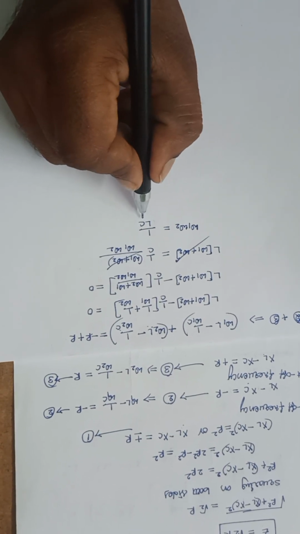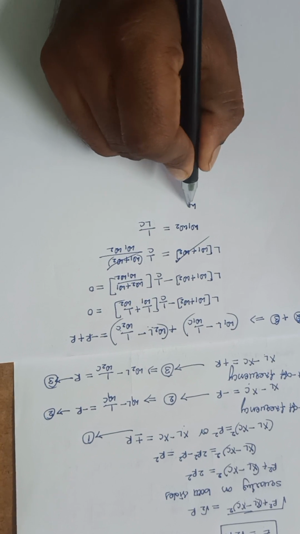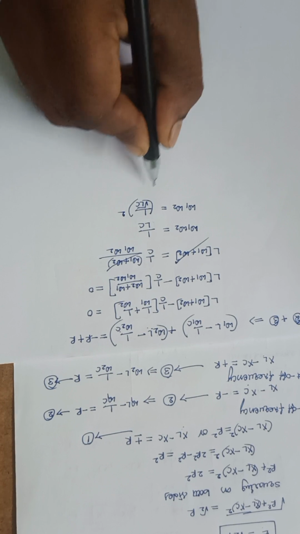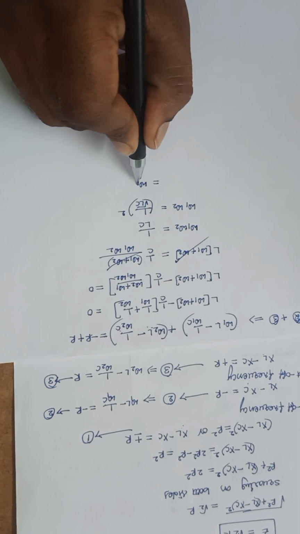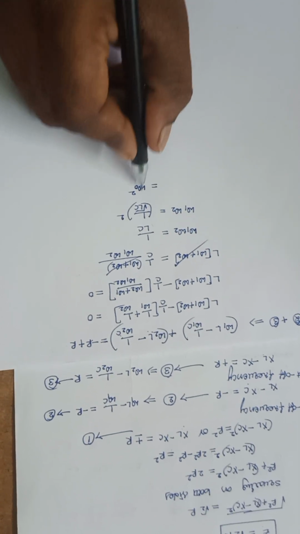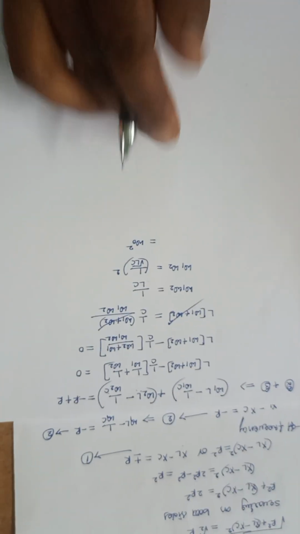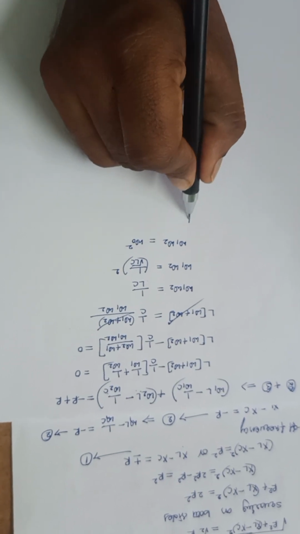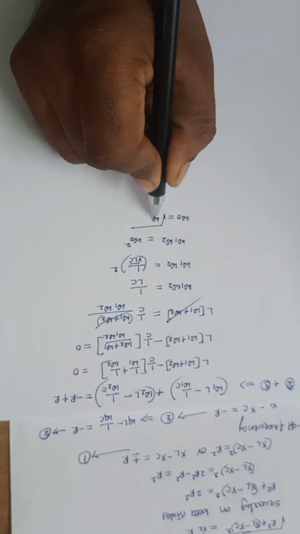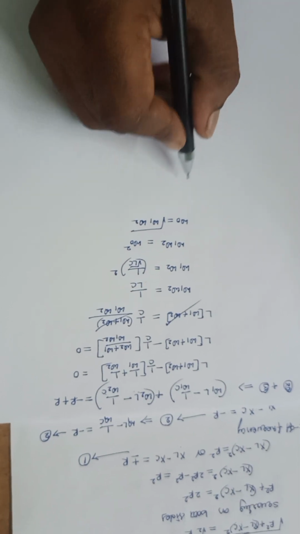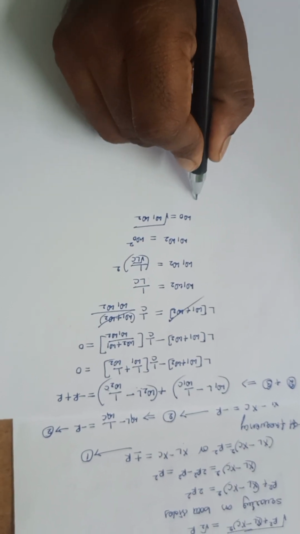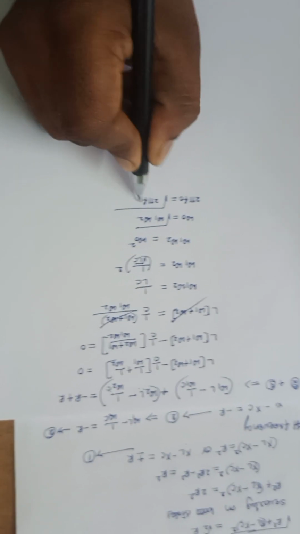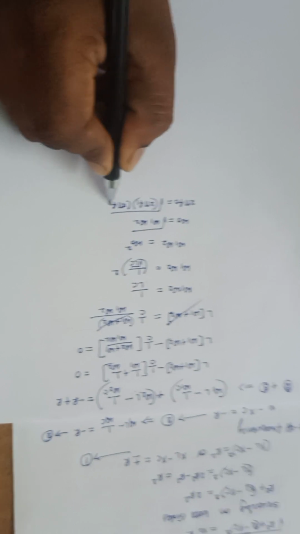We know that 1 by LC, I can rewrite it as (1 by root LC) whole square. So 1 by root LC is nothing but omega naught, the resonance frequency equation. Omega naught is equal to 1 by root LC. So omega 1 into omega 2 is equal to omega naught square. So omega naught is equal to the square root of omega 1 into omega 2. Or if I want to write it in frequencies, 2 pi into f naught is equal to the square root of 2 pi into f1 into 2 pi into f2.